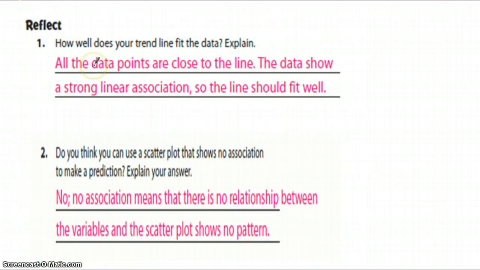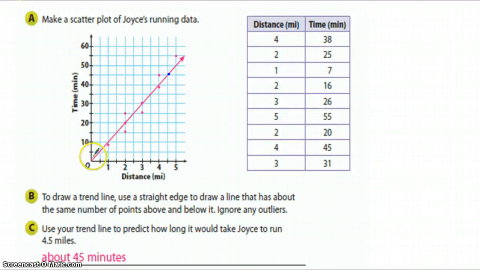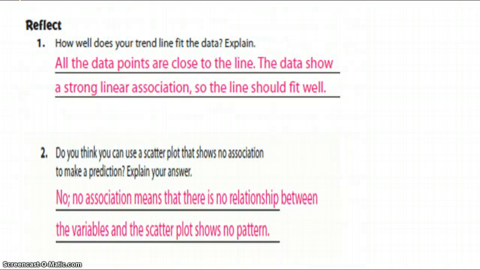Now, how well does your trend line fit the data? Well, it's close to the line. If we go back and look, it's close. Look at this. I mean, some of the points we actually ran through. The line had to go through. So this is a strong correlation. It is closely associated. It is closely clustered to that line. It is a strong correlation, or a strong association. We use the author's words.